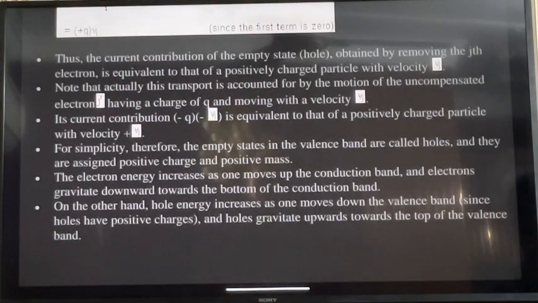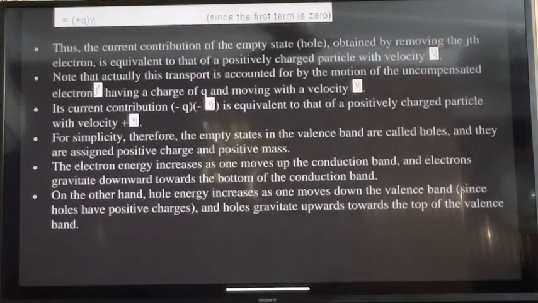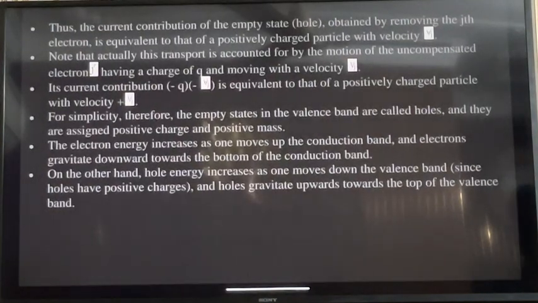For simplicity, therefore, the empty states in the valence band are called holes, and they are assigned positive charge and positive mass. The electron energy increases as one moves up the conduction band, and electrons gravitate downwards towards the bottom of the conduction band. On the other hand, hole energy increases as one moves down the valence band, since holes have positive charges and holes gravitate upwards towards the top of the valence band.